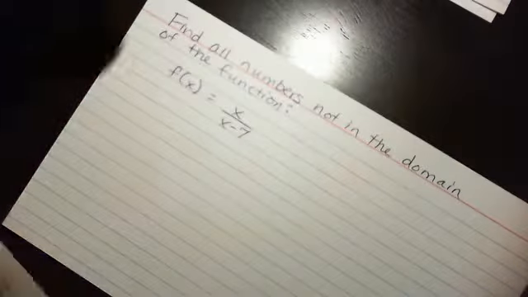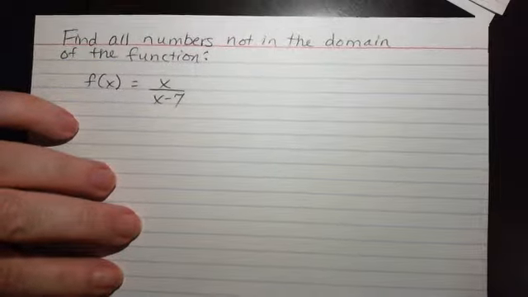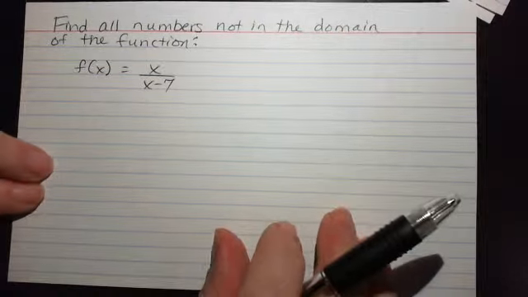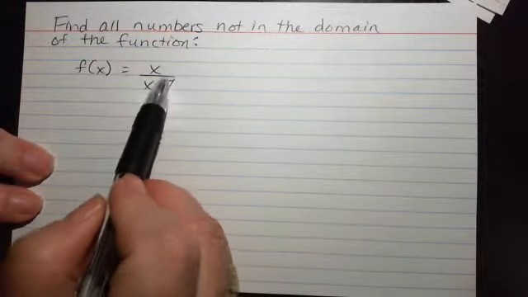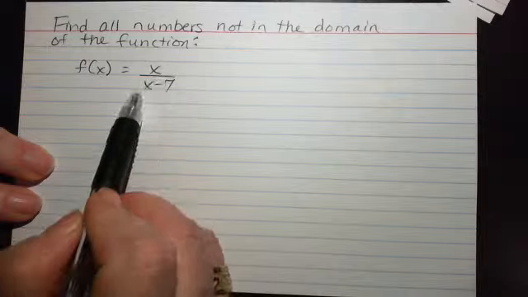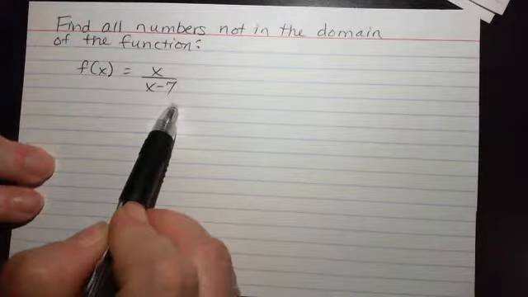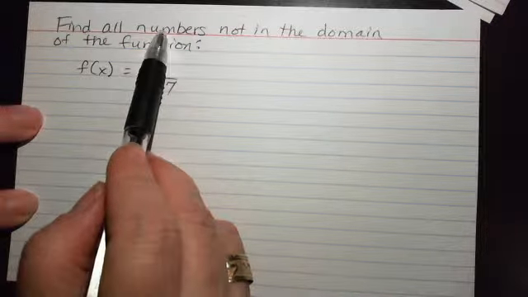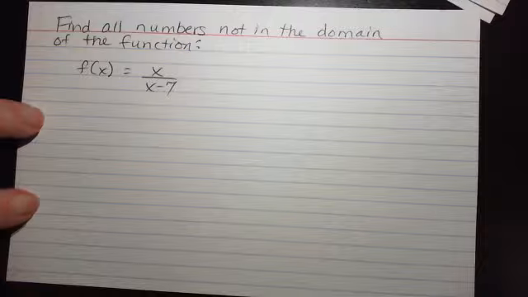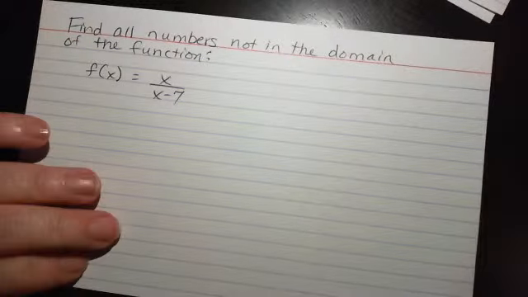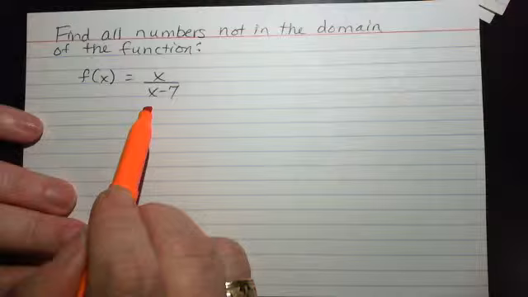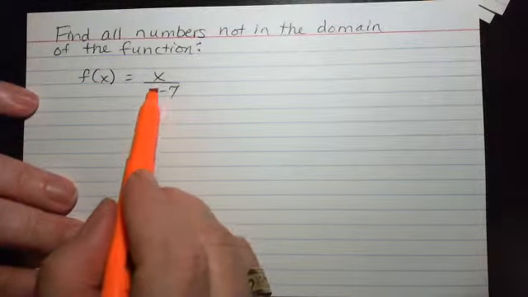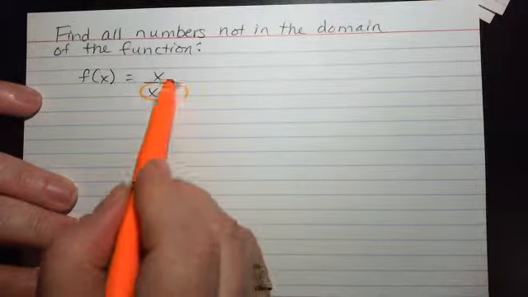Okay, here's another set of instructions for what looks like a function that has a rational expression in it. Okay, remember this is function notation. F of x is equal to x divided by x minus 7, or x over x minus 7. The directions are: find all numbers not in the domain of the function. Remember the domain is the set of all of the x values here.